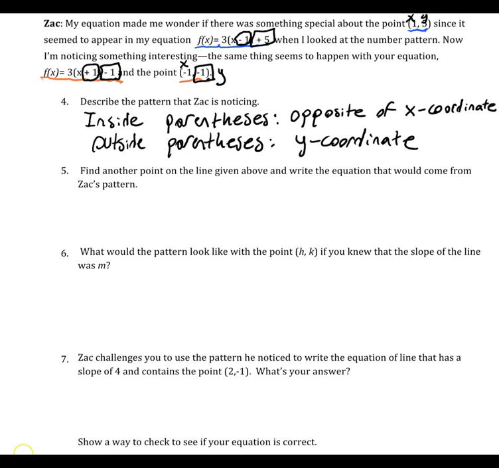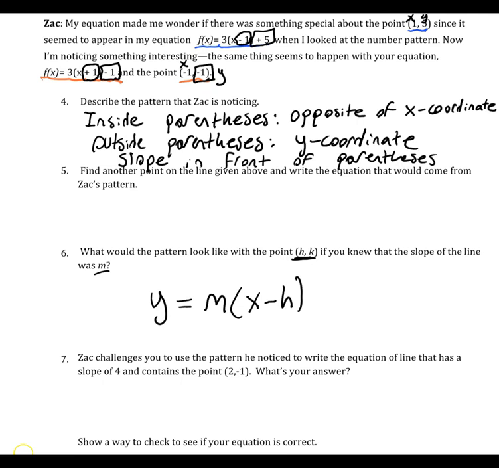So that's interesting. So in general, what would the pattern look like if the point was (h, k) and the slope of the line was m? Well, we have y equals m, the slope always being outside, and that would have been important to note in problem 4 as well. Slope is in front of the parentheses. So we have y equals m times (x, the opposite of h would be -h, and then the y-coordinate goes outside the parentheses, so plus k. And that's a way of writing point slope form, which we'll talk more about in the next lesson and next video, what that looks like officially.